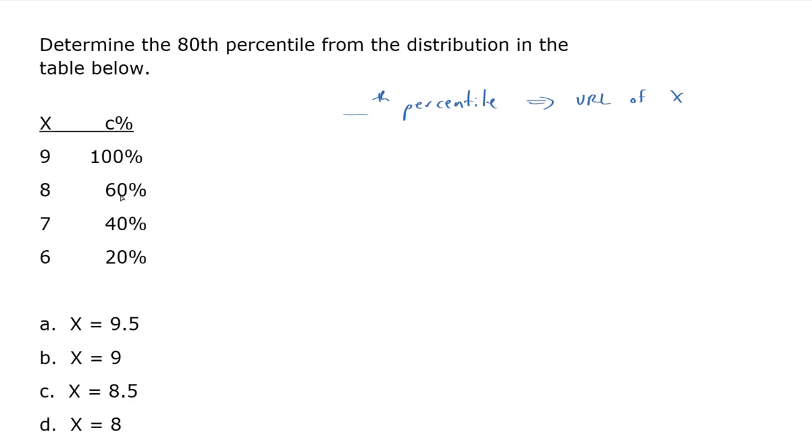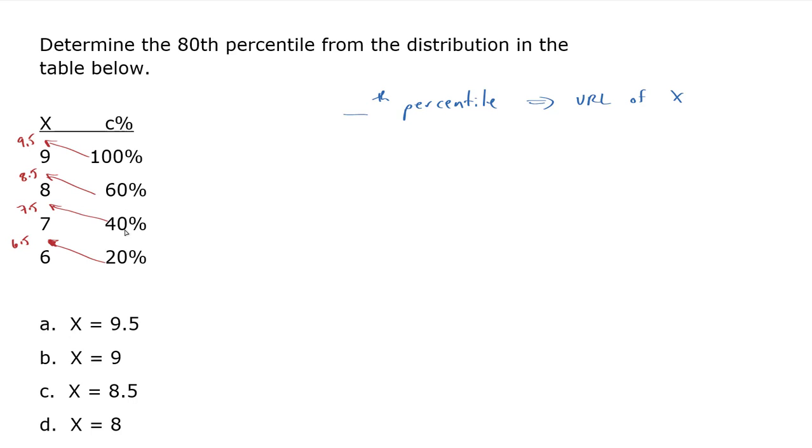I do want to point out once again that these percentile ranks do not directly go with the scores that they are across from. Instead, these go with the upper real limits of the score in the row. So I have to point just a little bit above each one of these. So this would be the upper real limit of 9, which is 9.5. That's what 100% of scores are less than or equal to. 60% of scores are less than or equal to 8.5, and so on. 40% of scores are less than or equal to 7.5.